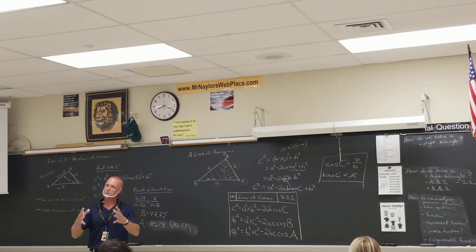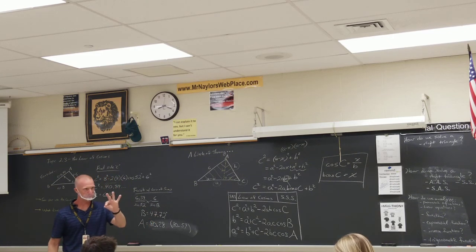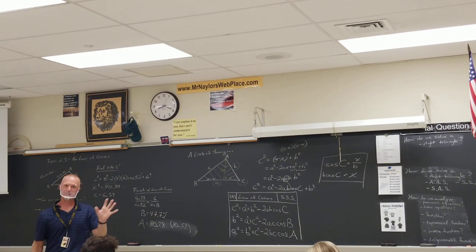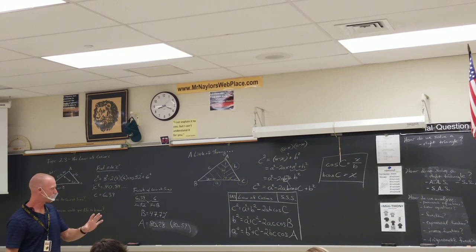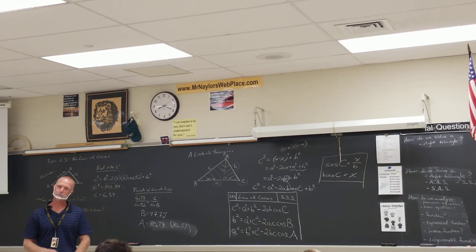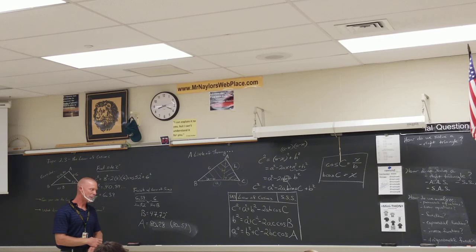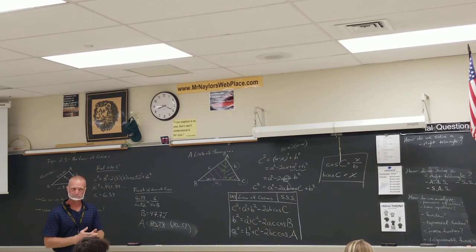Now you guys will come to realize that those three formulas really are all saying the same thing. They're just saying sum of the squares minus twice the sides times the cosine of that angle. But usually kids appreciate seeing all the letters, at least early on.